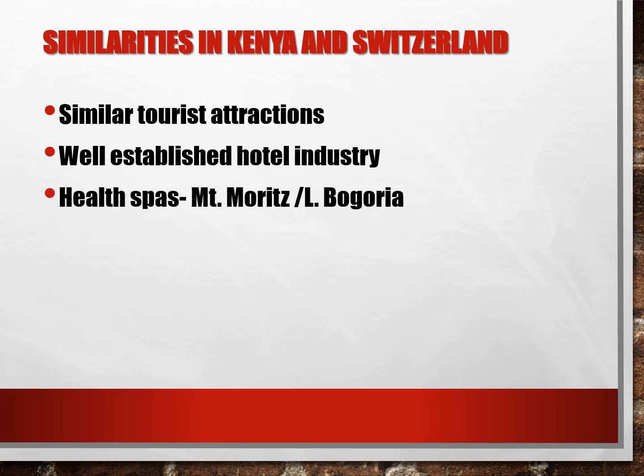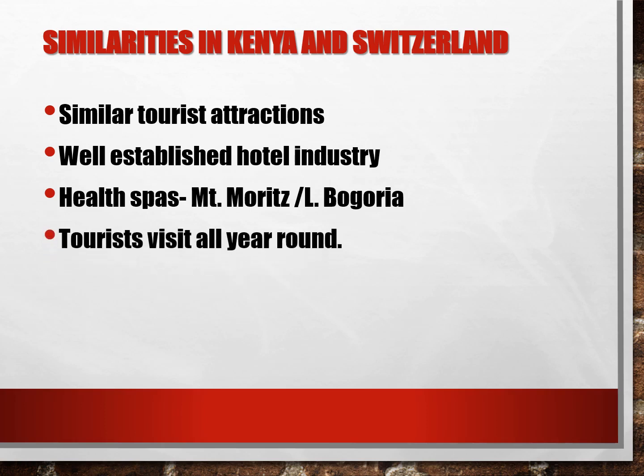Then both countries have health spas. We have the health spas at Bogoria. We have one in Naivasha as well, the hot springs. That water is believed to have healing powers, of course, because the water is rich in many minerals. So when people clean with that water, it is believed to have some healing powers, or it's good for the skin. And I think we have a health spa at Olkaria in Switzerland. We also have it at Mount Moritz.